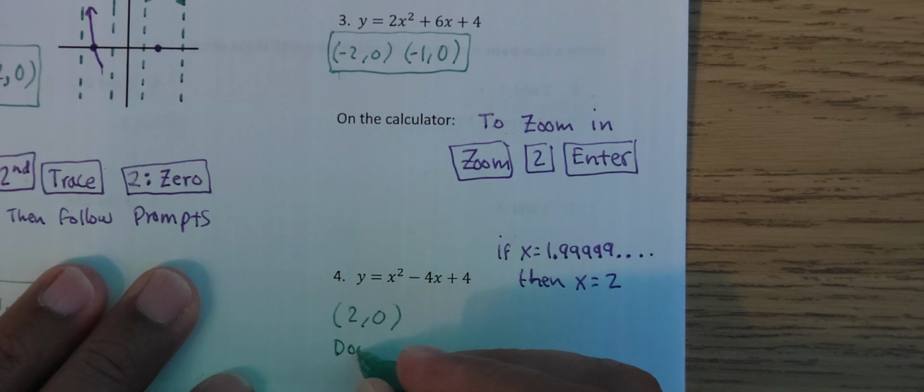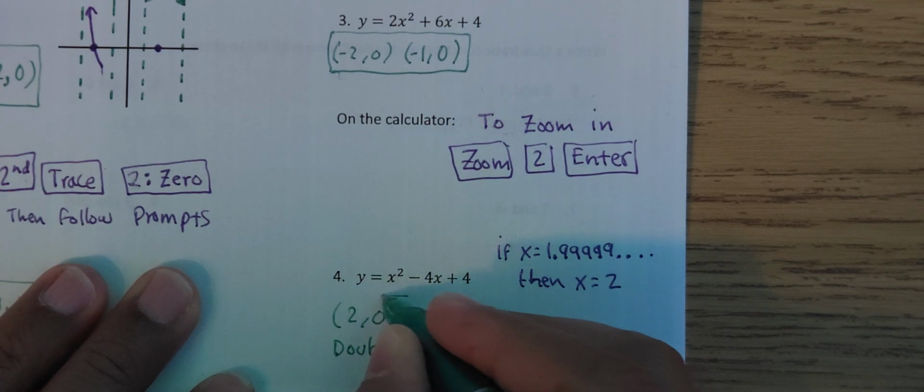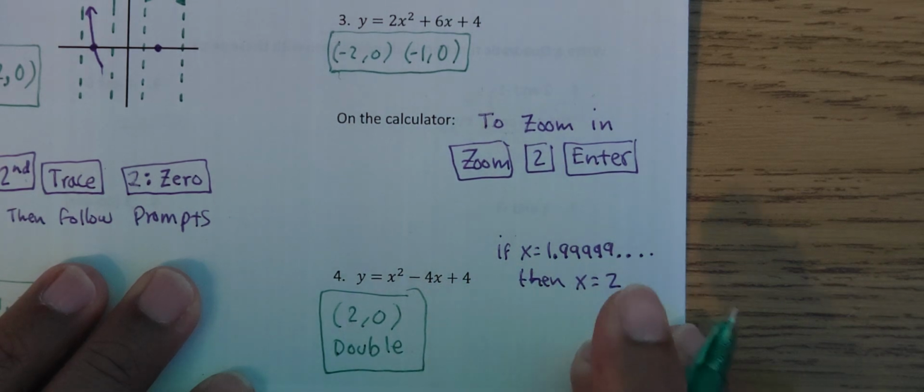And again, as we saw from the graph, this is a double solution because there is a bounce off of the x-axis. And that's all for this lesson.